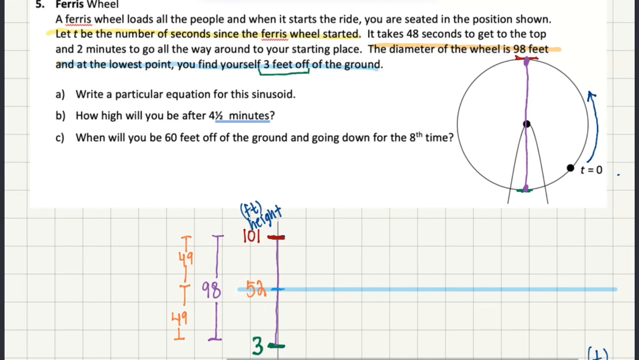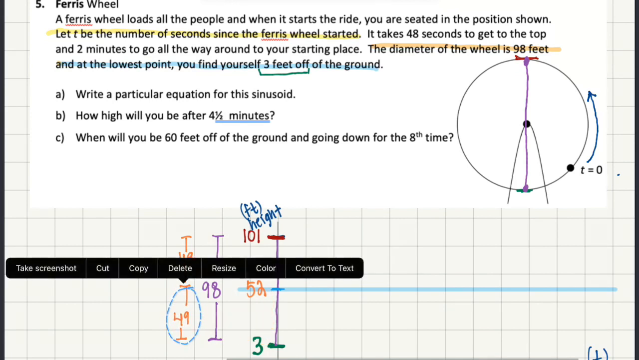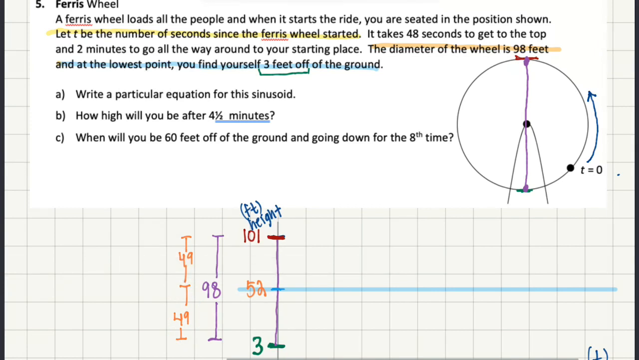So I'm going to give you a nice little visual here. I hope you find it to be a nice visual. See, that's the 49. So 3 plus 49 is 52. So we've got our midline, we've got our min, we've got our max. Now we need to start filling in that horizontal timeline. It says that it takes, I'm just going to start using all sorts of colors here.